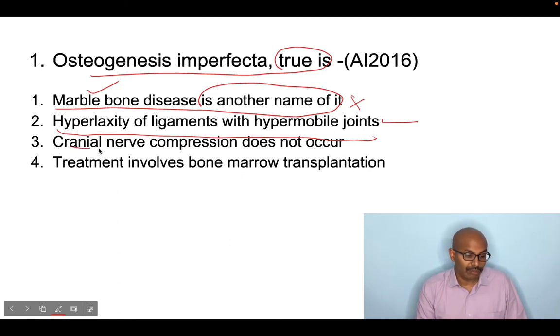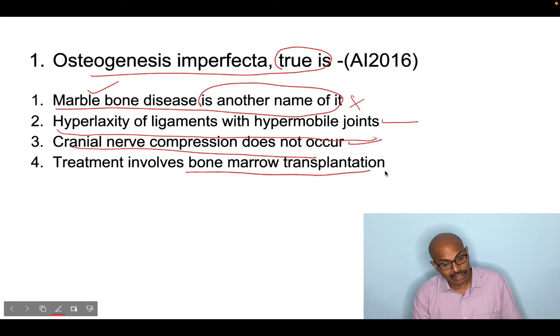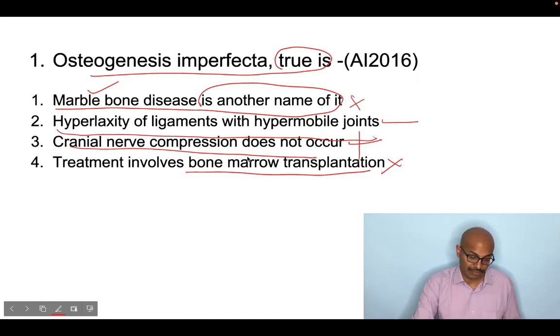Cranial nerve compression does not occur. No, cranial nerve compression does occur. The 8th nerve may be compressed when it is coming out of the skull, and therefore cranial nerve compression does occur. Treatment involves bone marrow transplantation. No, the treatment involves gene therapy and bisphosphonates. Bone marrow transplantation doesn't make a difference in case of osteogenesis imperfecta.